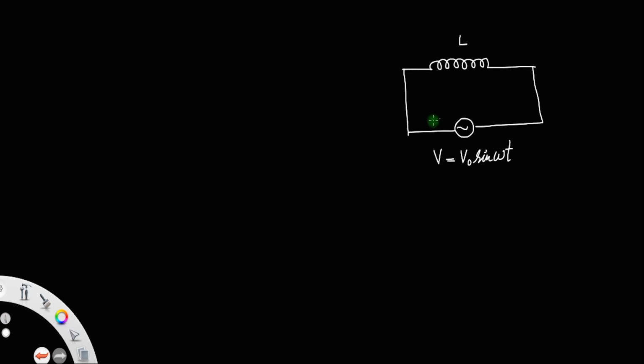Let's call this loop A, B, C, D. Let at any instant this side be the positive polarity and this side be the negative polarity. We know due to the change in flux, an EMF is induced in the inductor. We have the EMF induced in the inductor.